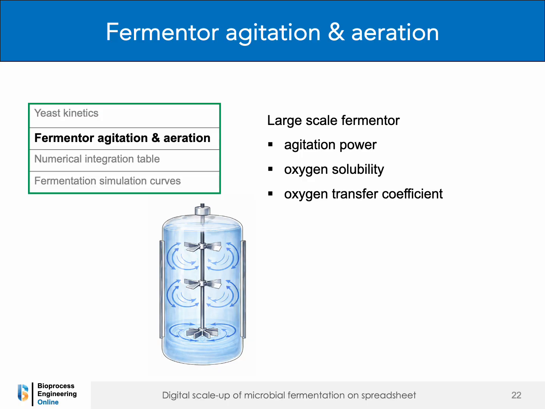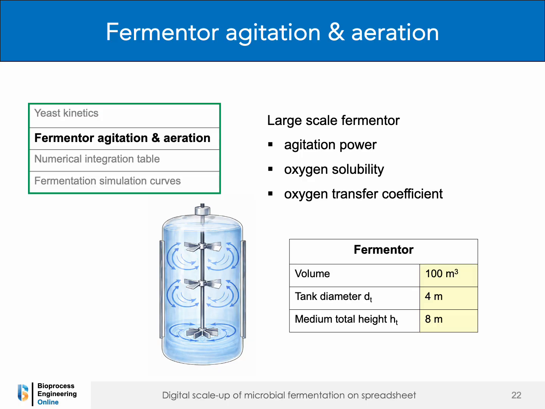The second section of the spreadsheet defines the agitation and aeration characteristics of the industrial fermenter. In this section, you evaluate the agitation power as a function of impeller geometry and rotational speed, the oxygen solubility as a function of the air pressure, and the oxygen transfer coefficient as a function of the aeration flow rate. These characteristics depend strongly on fermenter size and geometry, and must therefore be specified for the 100 cubic meter industrial unit. The fermenter is a cylindrical vessel with a diameter of 4 meters and a working liquid height of 8 meters.